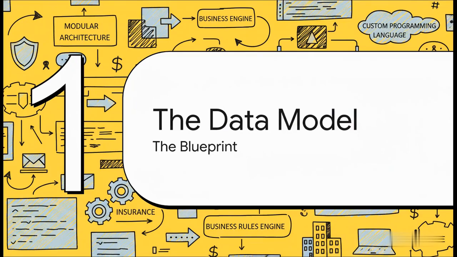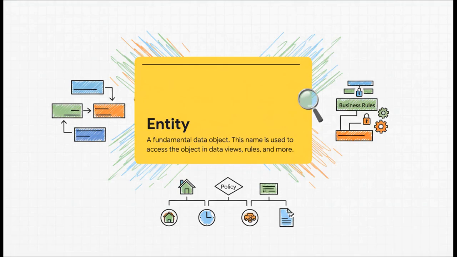Okay, so to really get how PolicyCenter works, we have to start at the very foundation, its data model. Think of this as the architectural blueprint for the entire system. It dictates how every single piece of information, from a person's name to a car's VIN number, is structured and how it all connects together. And the most fundamental building block in this whole blueprint is something they call an entity. An entity is basically just a container for a specific type of information, like a person, a policy, or a car. It's the official name the system uses to find and work with that chunk of data, no matter where it's needed.